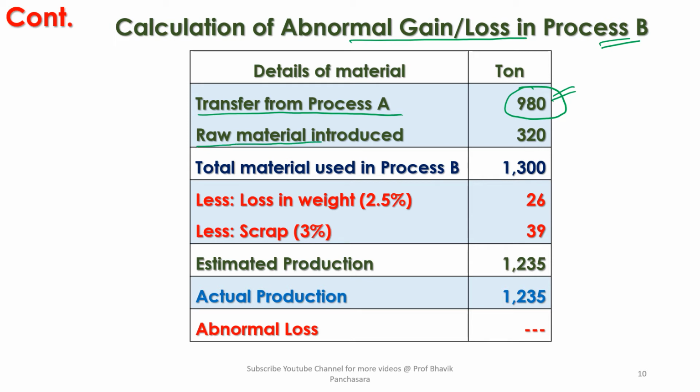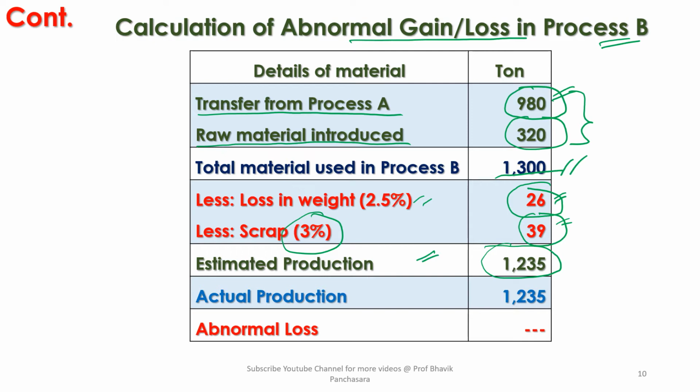Then we have introduced in process B a total of 320 tons of material. So, the total of these two is 1300 tons. Now, out of this 1300 tons, 2.5% is loss in weight, which means 26 ton, and 3% is scrap, which means 39 ton. So in total we have deducted 65 tons. The remaining is the estimated production. So our estimated production is 1235.